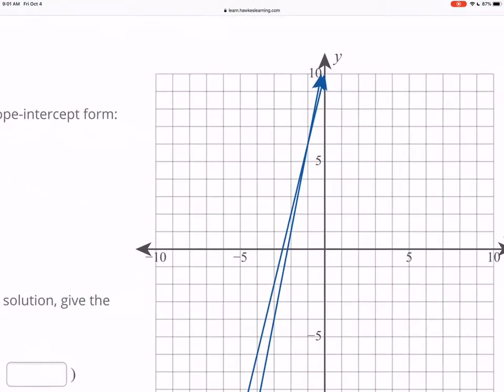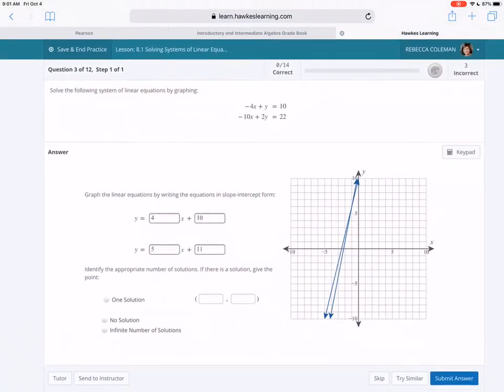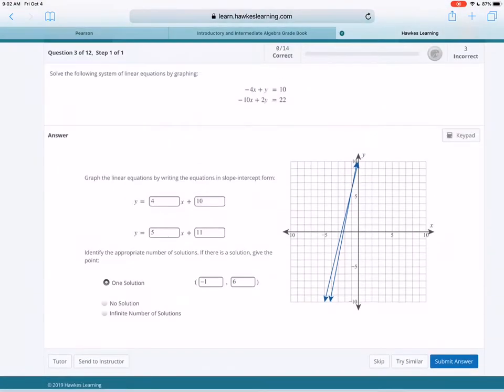Now, I'm going to try to zoom this one in so I can see a little bit better. But looking at my graph, it appears to me as though these two lines are intersecting when x is -1, right, 1 back from that y-axis, and when y is equal to 6. So I'm going to state that this has one solution when x is -1 and y is 6, because again, that is the point of intersection that I'm seeing in the two graphs.